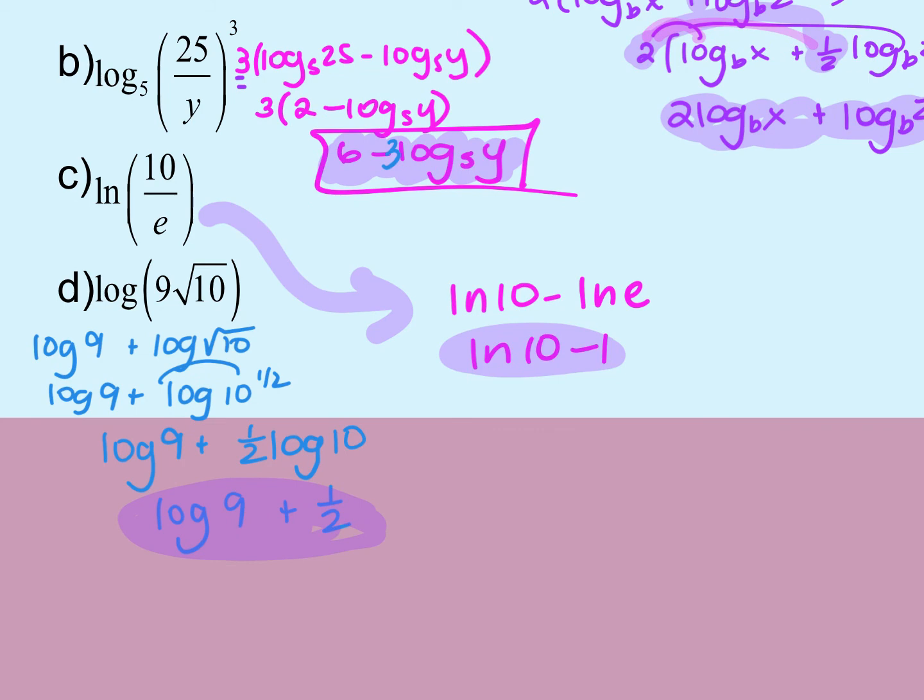Oh, so yep. And then D, log base 9 plus log base square root 10. Square root 10 becomes 10 to the 1/2. 1/2 can get bumped to the front of that. Or you can simplify log base 10 of 10 to the 1/2. Either way, it's 1/2. So this would be log 9 plus 1/2. When that simplifies log base 10 to the 10, it completely goes away. So log base 10 of 10 to the 1/2, this whole thing cancels and I keep the exponent. Yeah. For the first one?